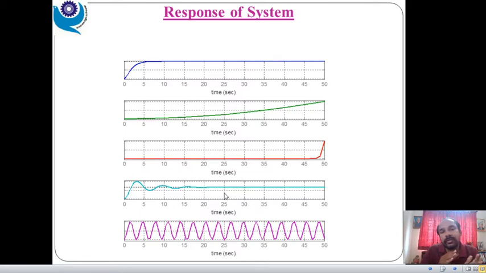Then when we give the input, at the last moment the output is not constant or stable, and continuously it is fluctuating, right? That is called marginally stable. So in this way, we have to give the input for the analysis, get the response, and check the status.